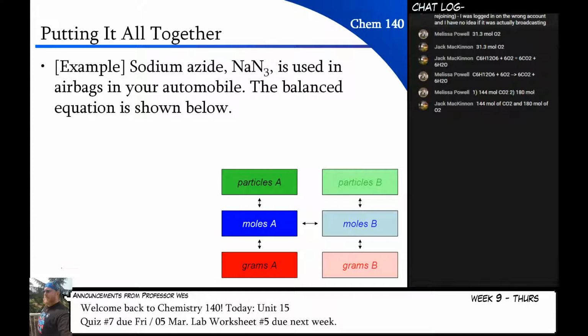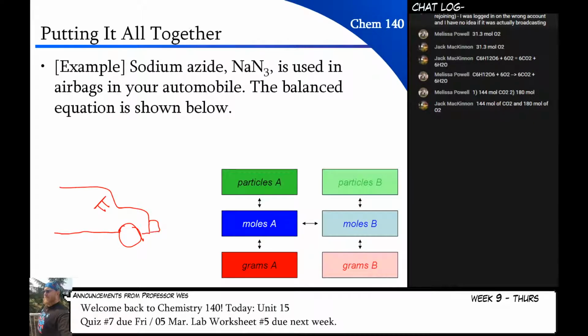So let's do an example using sodium azide here. So sodium azide is used in your car. And the way this works is that, so let's suppose that this is your car. Everybody has a Jeep like me. And I'm just going to draw the front of it. So there's your wheel. And here's the steering column.